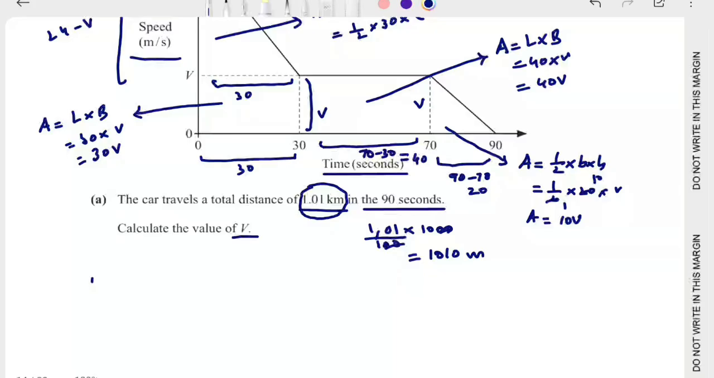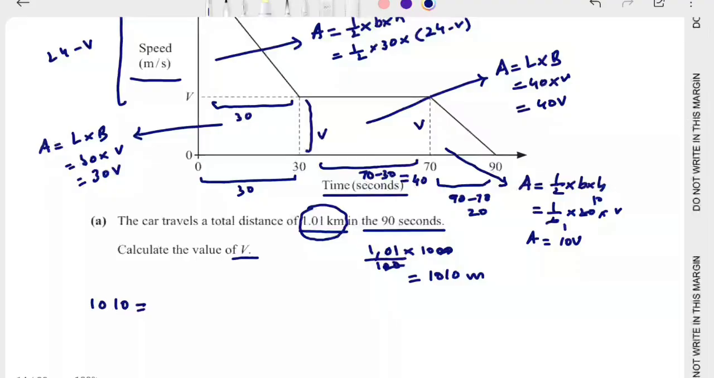So it would be 1010 is equal to area of triangle, that is 1 by 2 times 30 times 24 minus v, plus area of rectangle, that is 30b, plus area of rectangle again, that is 40b, and plus area of triangle, that is 10v. Now we'll simplify further.